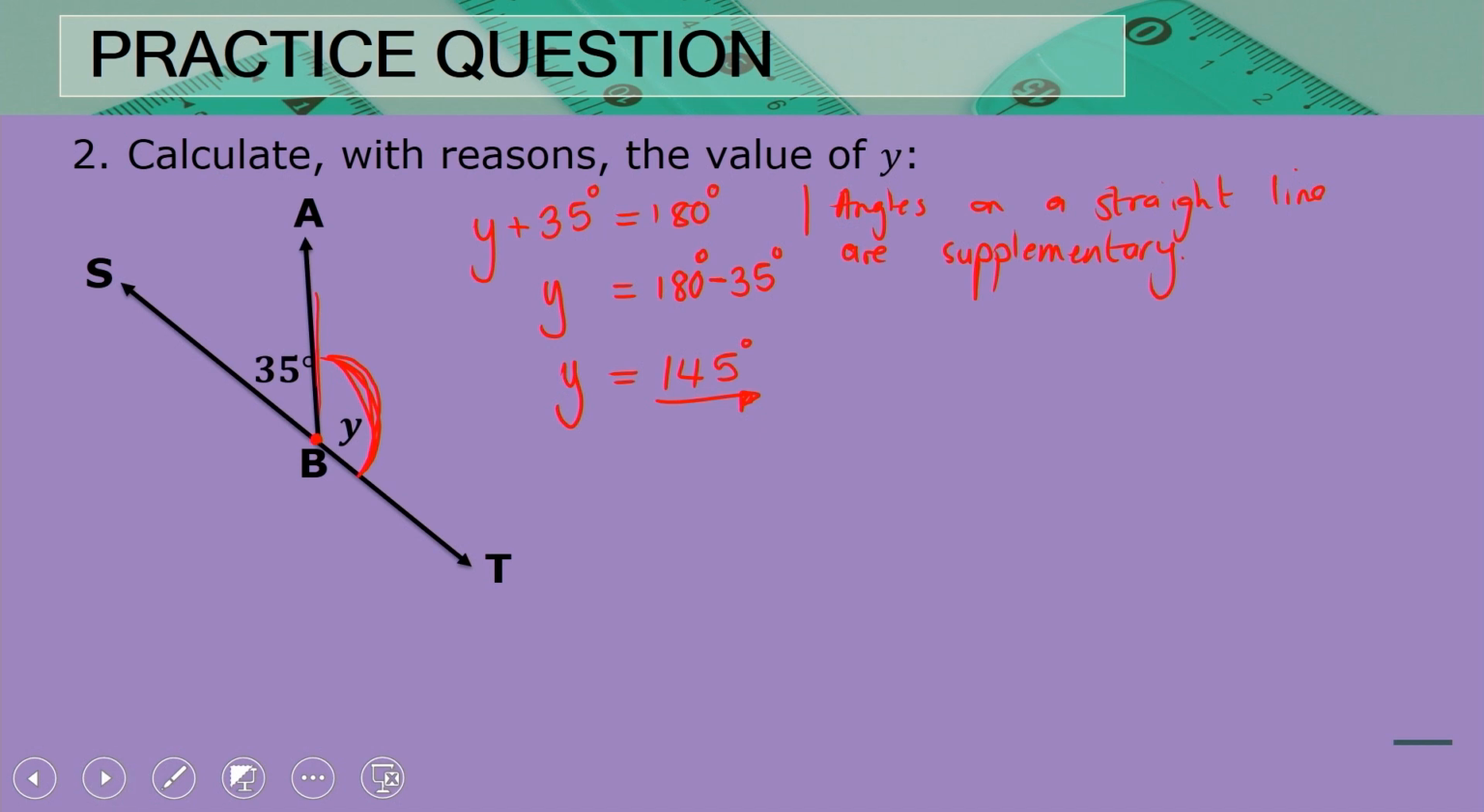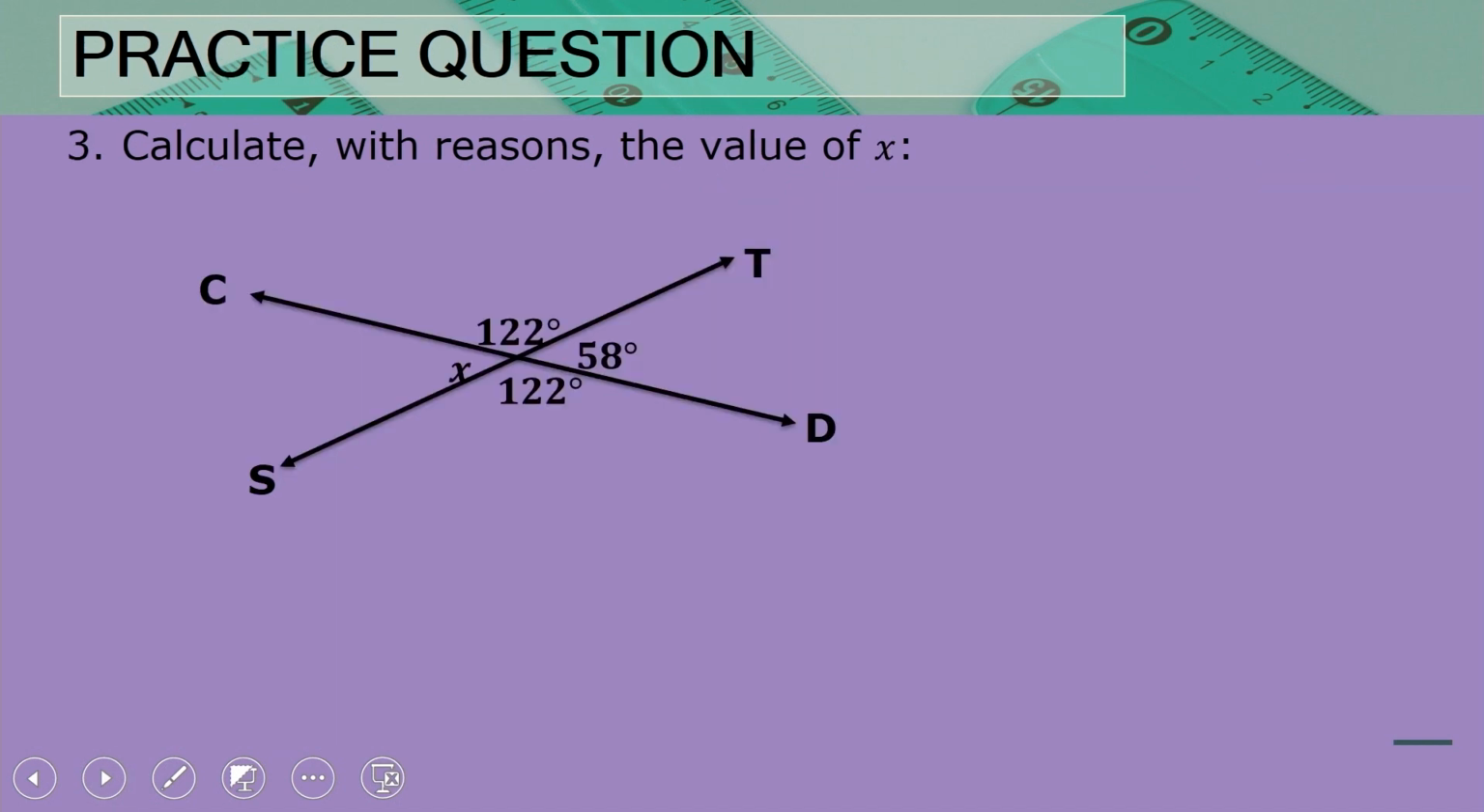Let's look at the next question. So the next question there for number 3, we have been given calculate with reasons the value of x. Now when we are looking at the value of x, we have multiple options of how we can calculate that value of x. Firstly, we have two lines that are intersecting each other, and these two lines are forming angles. So if we look at the x with our 122 degrees, we can see that they are adjacent to each other and they lie on a straight line. So we could easily use angles on a straight line to calculate that angle x over there.